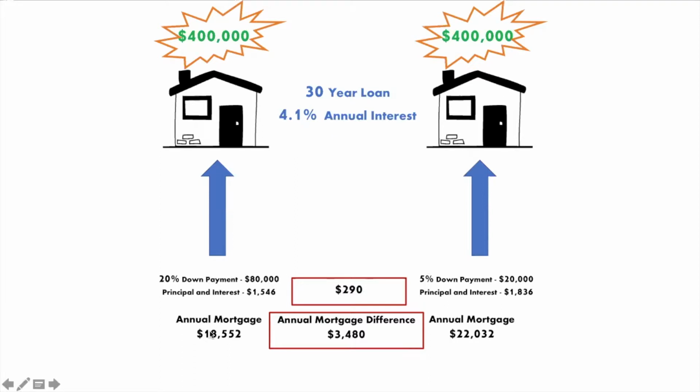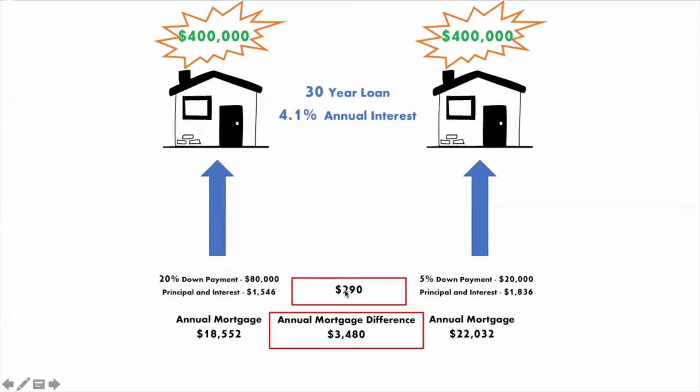When you times that out by 12 to get your annual amount, with 20% down, it's going to be $18,552. With 5% down, it's going to be $22,032 for an annual difference of $3,480. And this number is just the difference between putting your 20% down and 5% down, and that 290 times 12.